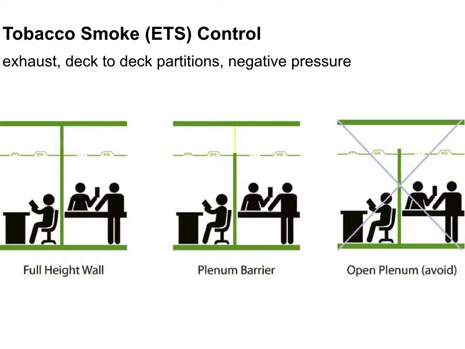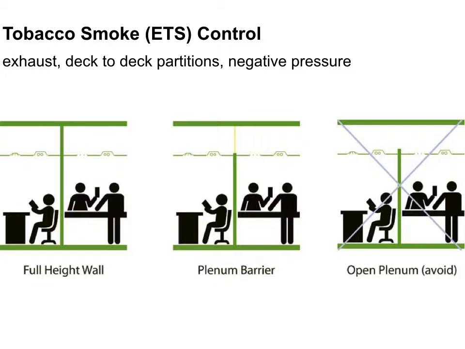So in the middle example and in the example on the right-hand side, especially the one on the right-hand side, is a completely open plenum space, meaning that above the finished ceiling, there's an open gap between one space and another space, and that actually allows sound to travel. That also allows poor air quality to travel, and especially smoke.